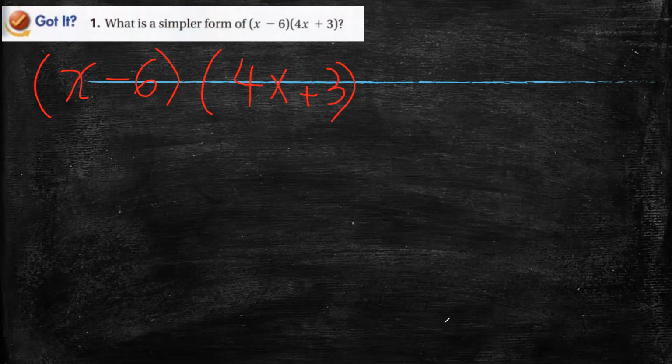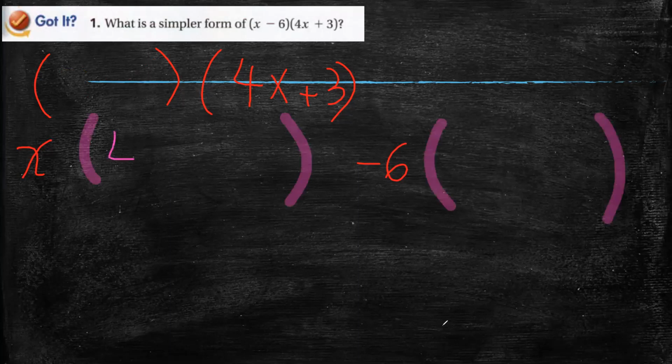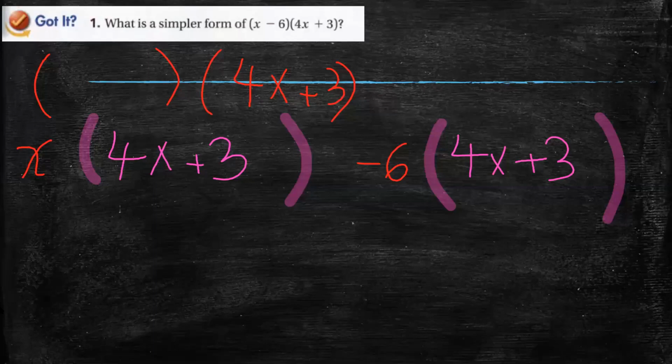As you see, look at the first bracket here. We have x and negative 6. So I will put the first x here and the negative 6 here. This is the first way. The second way: this 4x plus 3, I have to copy it two times. The first time, I wrote it here, and the second time, I wrote it here. Is it clear now? This is the first step. I distribute this bracket into 4x plus 3. Okay, then the second step.